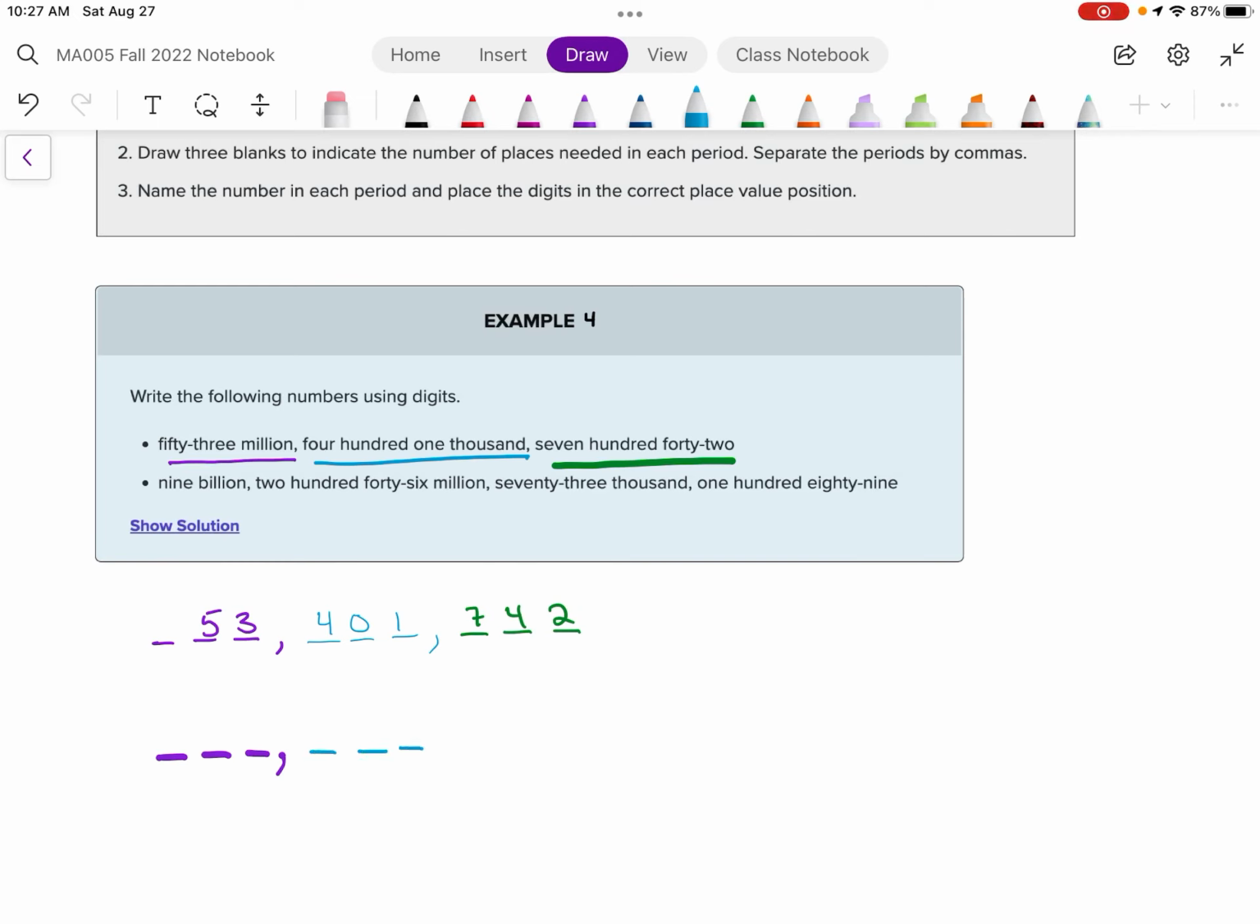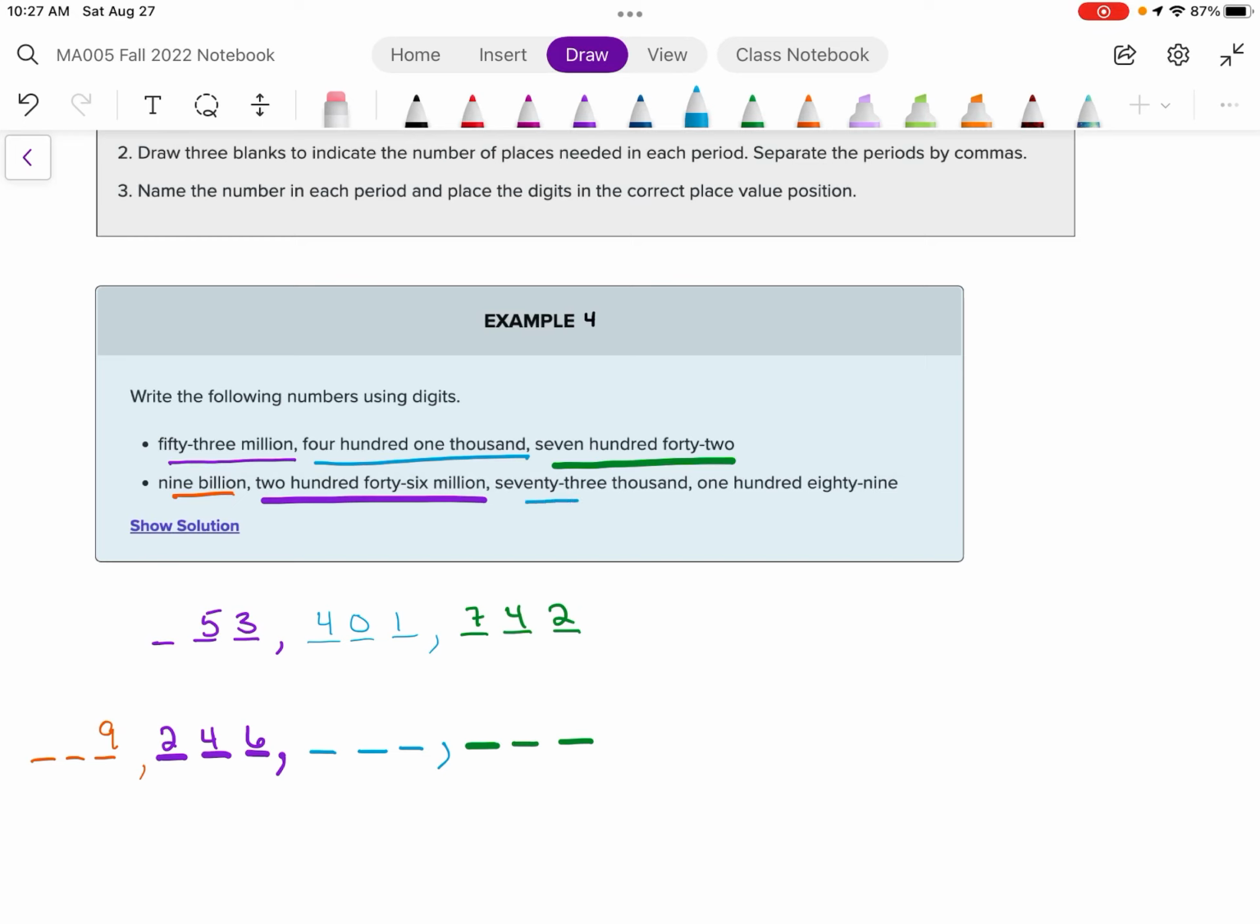All right, so I'm putting my lines in, and I'm going to go up and think about each of these. So 9 billion, we need billions. Oh, I missed that. Okay, let's add billions. So let's see, orange. So we've got 9 billion. That's our 9 billion. 246 million. 246, that's our millions period.